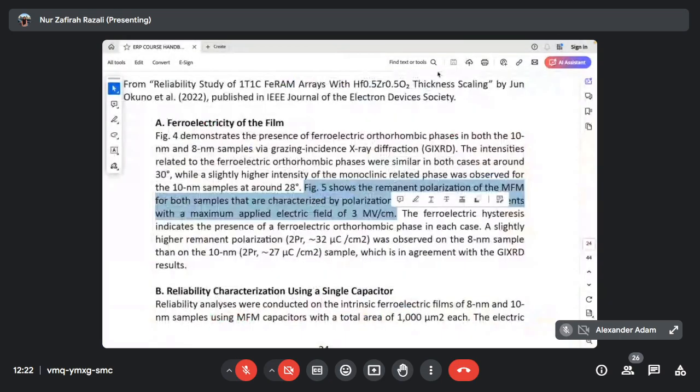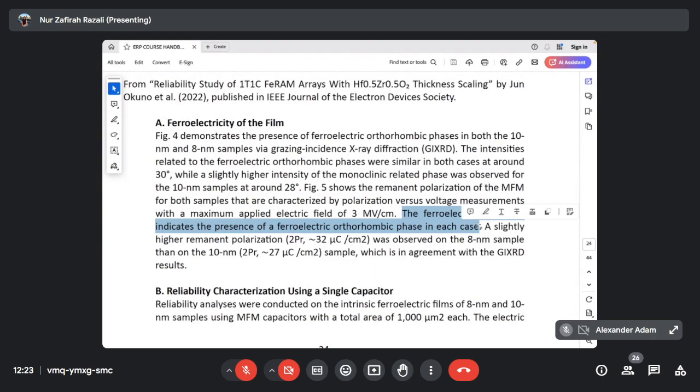Alright, so this is move 1. Okay, this is back to move 1 because figure 5 shows and so on. So that's move 1. You're still referring to the figure. Okay, figure 5 shows and so on. Okay, how about this one here?